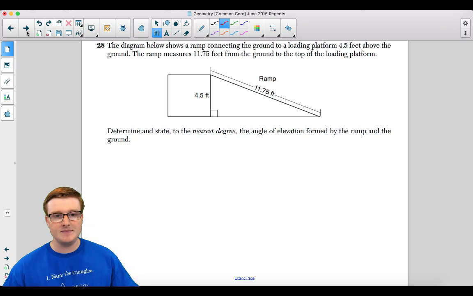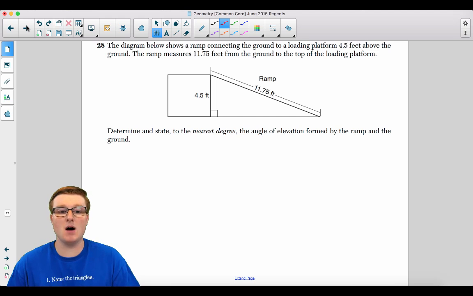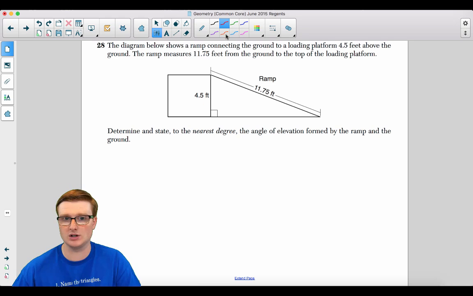Question 28 says, the diagram below shows a ramp connecting the ground to a loading platform 4.5 feet above the ground. The ramp measures 11.75 feet from the ground to the top of the loading platform. Determine, to the nearest degree, the angle of elevation formed by the ramp and the ground. Okay, lots of words. So, you're trying to find that angle measure right there.